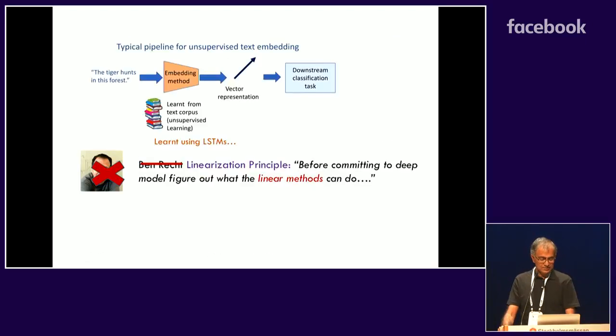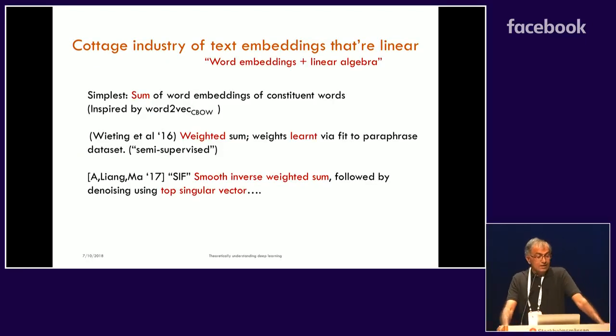Okay, all right, so linear embeddings. There's a cottage industry of text embeddings that are linear, and they do okay for small sentences, but maybe not so much for paragraphs. The simplest is a sum of word embeddings of the constituent words. If you look at the word2vec training objective, it's using the sum of the neighboring words as a substitute for the context of a word. So that's the motivation, and it does sort of okay.